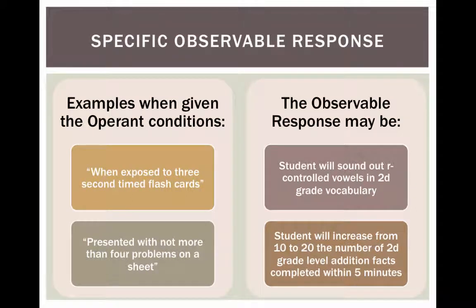So again, this slide just sort of helps us because it's so important to know how to write these goals and objectives. They give us a sense of what the conditions are and what responses we might look for. So when exposed to 3-second timed flashcards, what will the child do is the response. Student will sound out R-controlled vowels in 2nd grade vocabulary. When presented with no more than 4 problems on a sheet, the student will increase from 10 to 20 the number of 2nd grade level addition facts completed within 5 minutes.